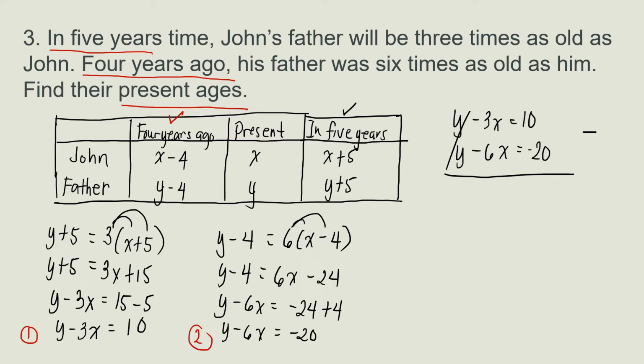Next, negative 3x minus a negative 6x, so that is negative 3x plus 6x, which is equal to 3x. Next, 10 minus a negative 20, that is 10 plus 20, which is 30. Then divide both sides by 3 so that we can get the value of your x, which is 10. So the present age of John is 10.